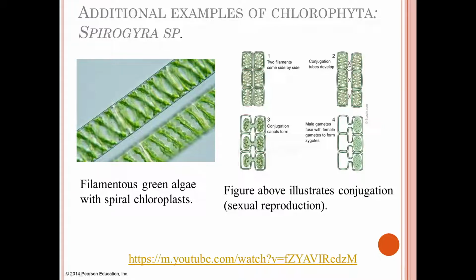And these are called conjugation tubes. And these tubes, kind of like a sex pilus, right, are going to allow for the genetic information to move from one cell to the next. And so if I go over here, in the third step of the process, the conjugation tube has fully developed and is completely open, connecting that cytoplasm to that cytoplasm, same here and there.